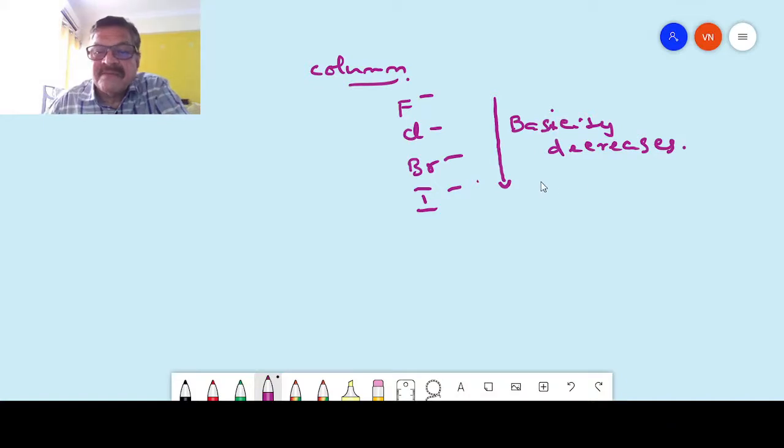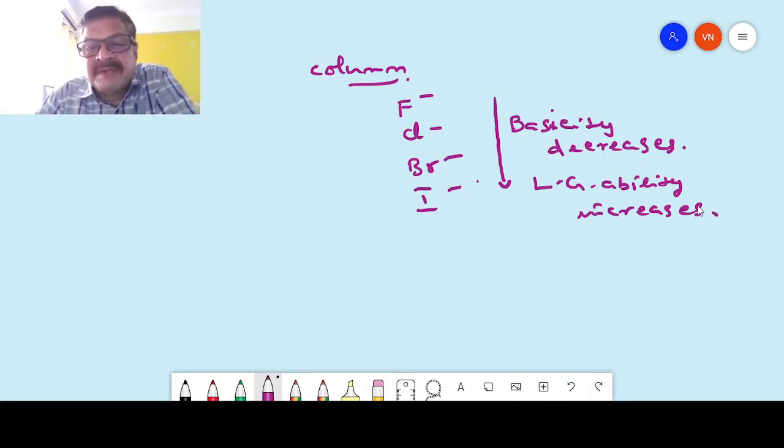Correct? Therefore, as basicity decreases, the leaving group ability increases. This is down a column of the periodic table. The basicity will decrease. Iodide is the least basic species here, therefore the iodide anion will be the best leaving group.